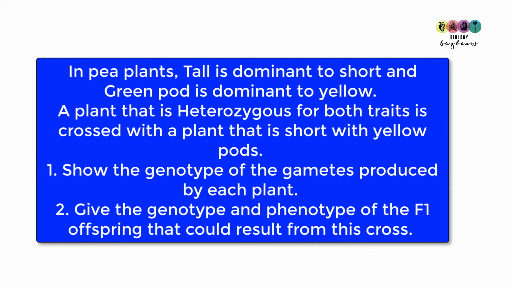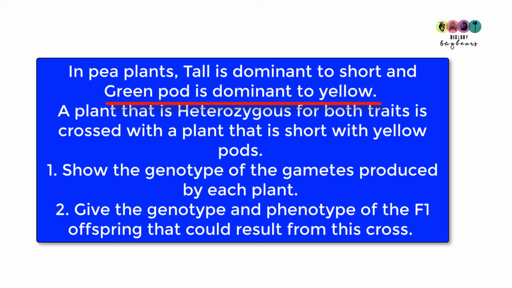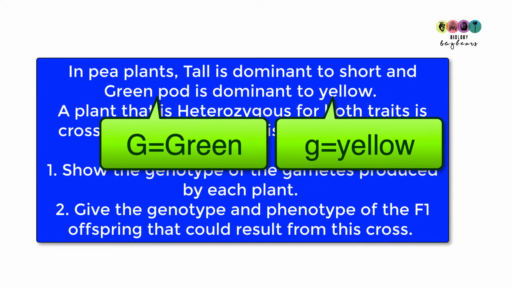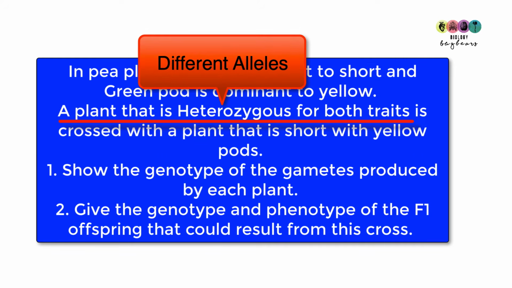So this is one I've made up. In pea plants, tall is dominant to short. So tall is dominant, so tall is going to get a capital T and small t is going to mean short. And green pod is dominant to yellow, so big G is going to mean green and little g is going to mean yellow. A plant that is heterozygous for both traits, so heterozygous means it has two different alleles for both traits, so this plant is going to have a big T and a small t and a big G and a small g.